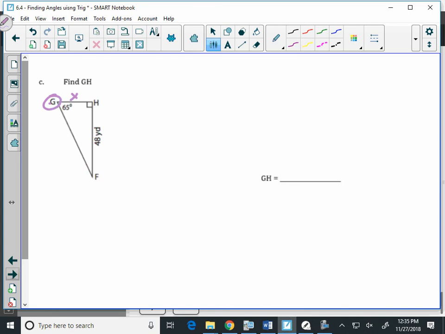G has the number, so that's the one we're going to use. So when we go across, again, that's our opposite. Go to your 90 across, that's your hypotenuse. Side leftovers are adjacent. And based off what we labeled, which one are we going to use?